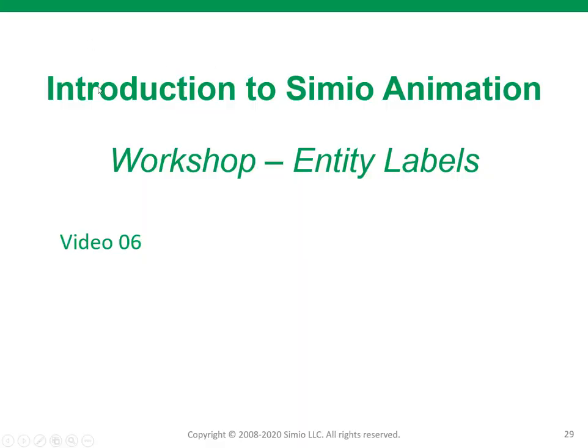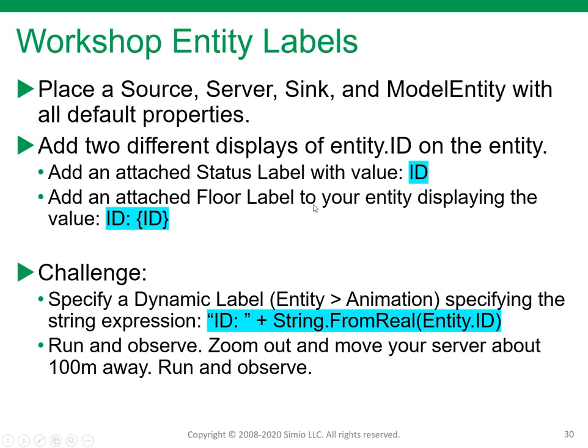This is video 6 of the Introduction to Simio Animation module, and this is a workshop module. The workshop focuses on entity labels. It's a fairly straightforward workshop, and we have a standard workshop and then we have a challenge component. The standard workshop is to create a source server sink model with the model entity, and then we want to add two different displays of entity.id.